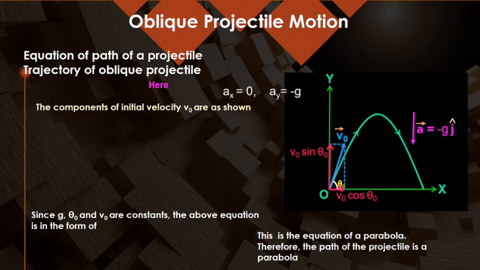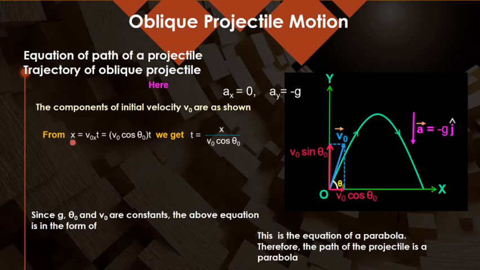So you should be able to write vx naught and vy naught, the initial components. And of course, if you want to see the acceleration along the x-axis, as I have already said, we are taking it equal to 0. And because you are throwing it like this against gravity, we are taking ay equals minus g.